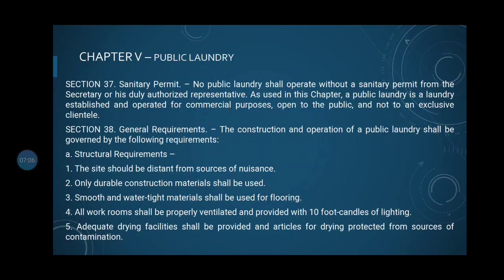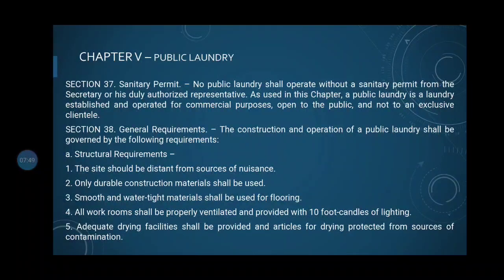Then next chapter 5. We have here public laundry. So section 37, sanitary permit. No public laundry shall operate without a sanitary permit from the secretary or his duly authorized representative. As used in this chapter, a public laundry is a laundry established and operated for commercial purposes, open to the public and not to an exclusive clientele. Section 38. General requirements. The construction and operation of a public laundry shall be governed by the following requirements.